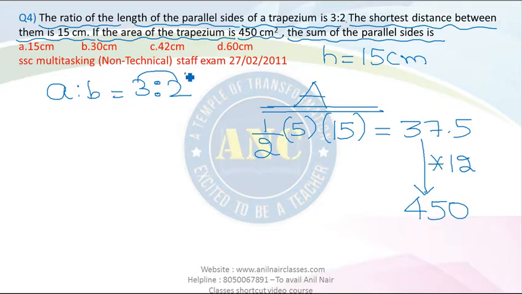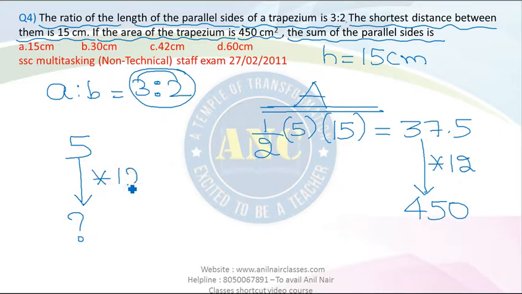Find the sum of the parallel sides. Sum of the parallel sides according to the ratio is 3 plus 2, 5. According to the question, how much are they asking? 5 also multiply by 12. Answer is 5 into 12, 60 centimeters, which is nothing but option D. I hope it is very clear for you people.